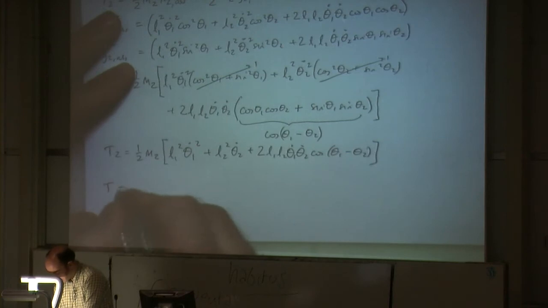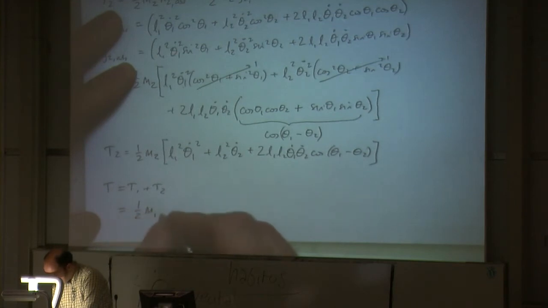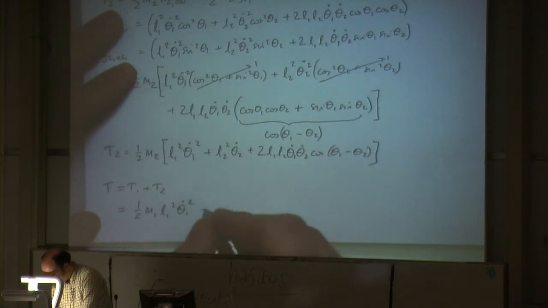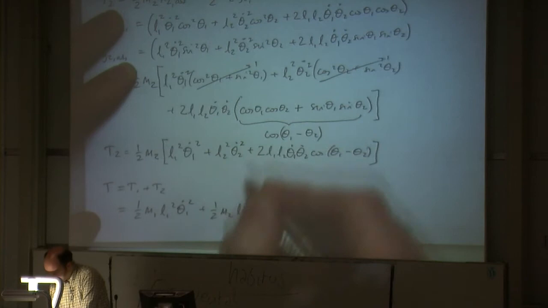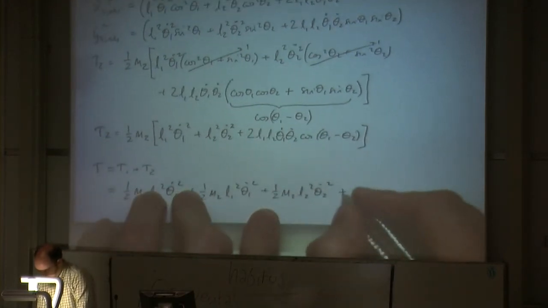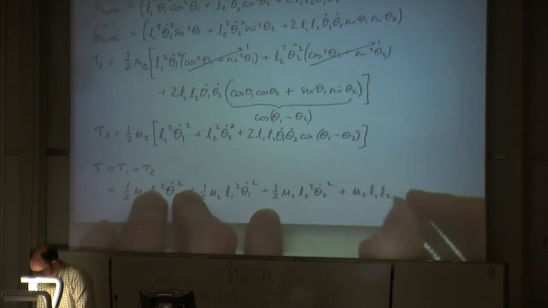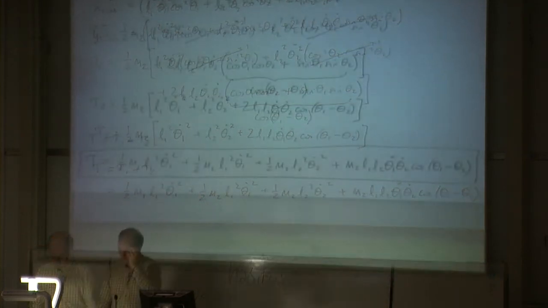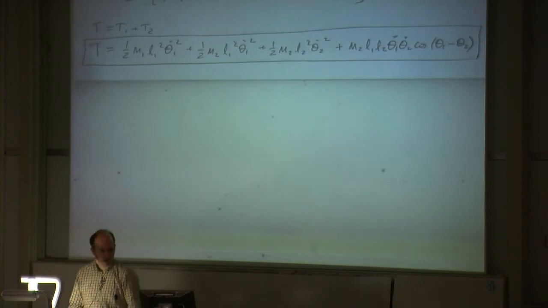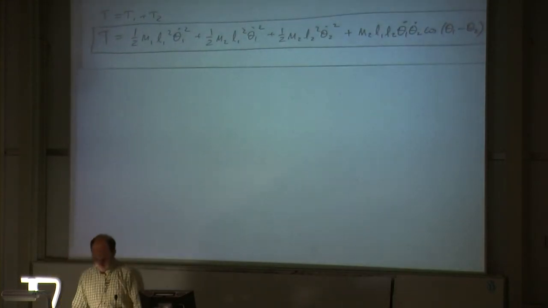So obviously T total is going to be T1 plus T2, and so we can write that out very simply, 1/2 m1 L1 squared θ1 dot squared plus 1/2 m2 L1 squared θ1 dot squared plus 1/2 m2 L2 squared θ2 dot squared. That should be squared, by the way, apologies. Plus m2 L1 L2 θ1 dot θ2 dot, then cosine of θ1 minus θ2. Okay, so that's the kinetic energy of the two bobs. We now have to find the potential energy.